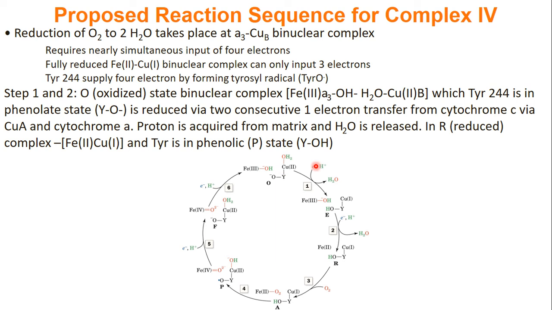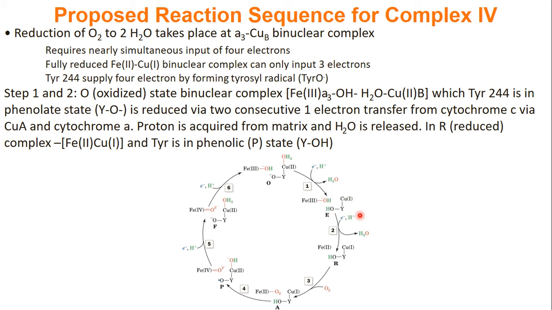So we have an electron come in. We also have a hydrogen coming in from our matrix. Water is released from our copper. We're at copper 1. And now our iron is still negatively charged with our OH, so our iron hasn't changed in step 1. But our tyrosine now is back to OH tyrosine, and the copper has lost the water.